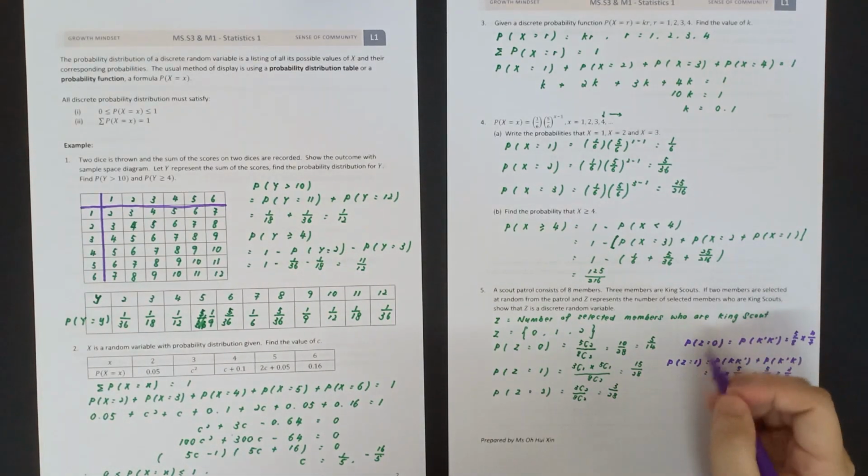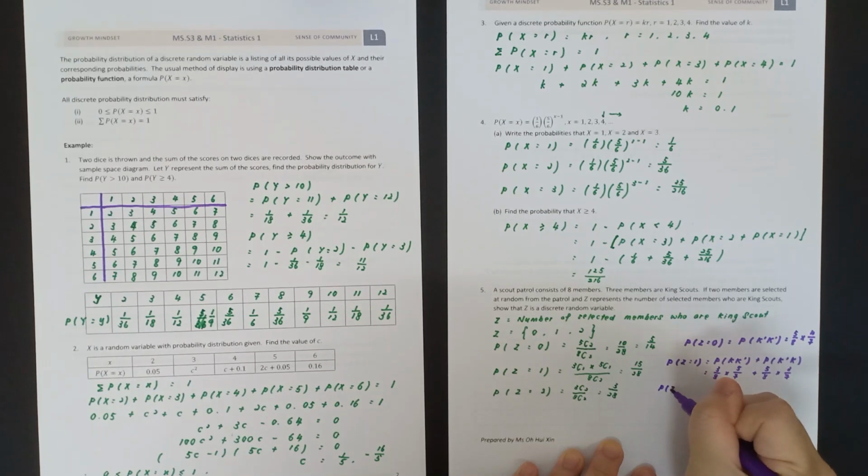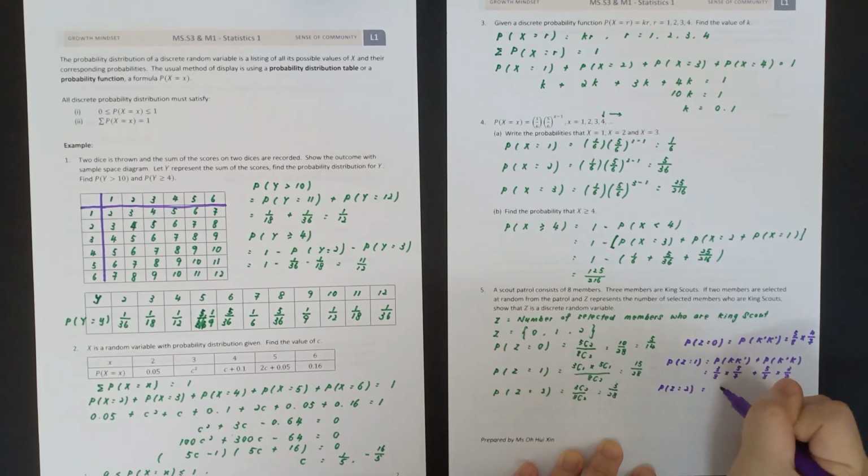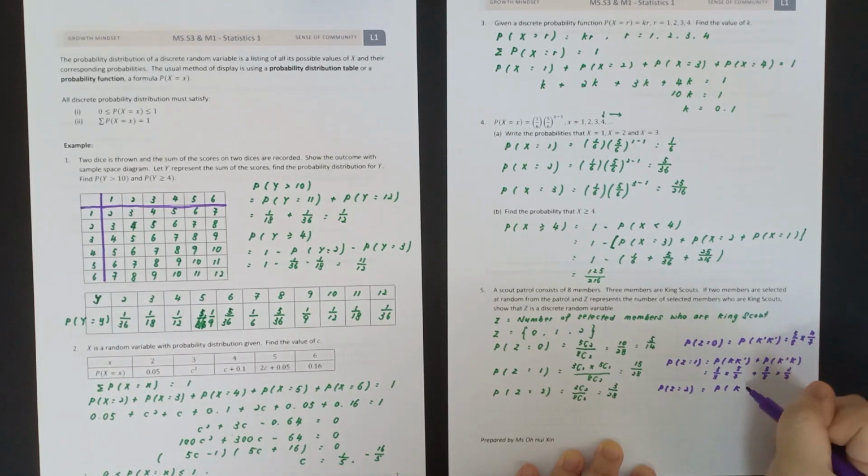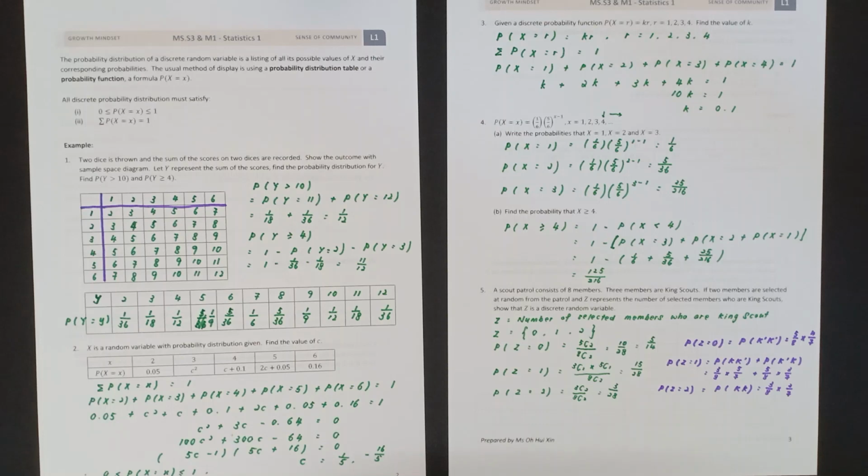Then it's the same thing. If you want to do this, the probability for Z equals to 2 will be the probability when your first one is a king scout, second one is a king scout also, which means 3 over 8 times 2 over 7, and you will get 6 over 56. When you simplify, you should get the same answer. Okay, alright, so just like that.